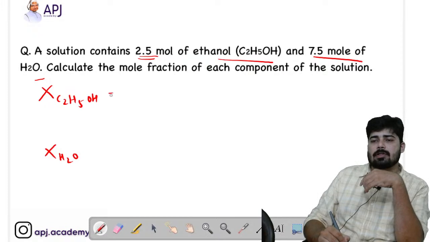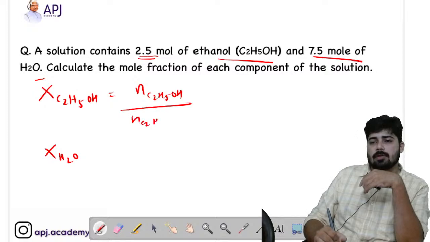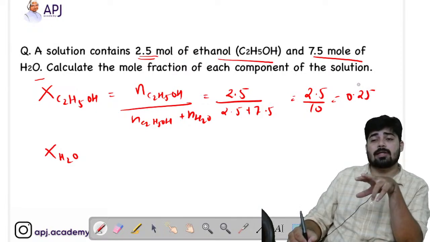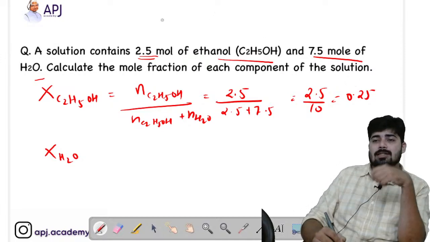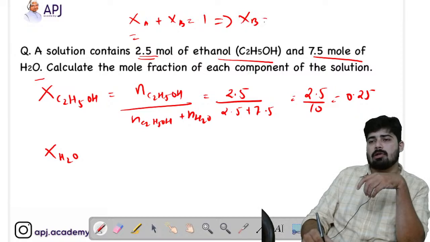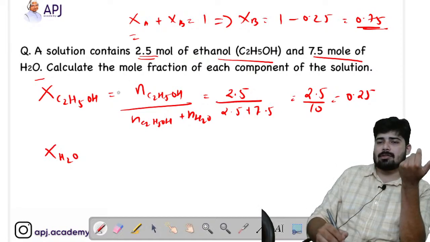So mole fraction of C2H5OH is equal to number of moles of C2H5OH divided by number of moles of C2H5OH plus number of moles of water. So it is 2.5 divided by 2.5 plus 7.5, that is equal to 2.5 by 10, which is equal to 0.25. If the mole fraction of C2H5OH is 0.25, then obviously the mole fraction of H2O will be 0.75. How did I get that? Because I know that XA plus XB should be equal to 1. If XA is equal to 0.25, then XB equals 1 minus 0.25, that is equal to 0.75. So by just looking at the value, you can answer it.